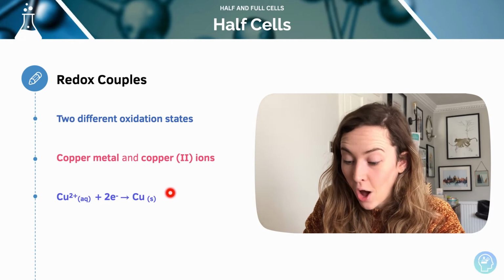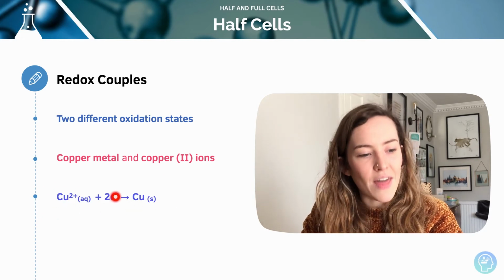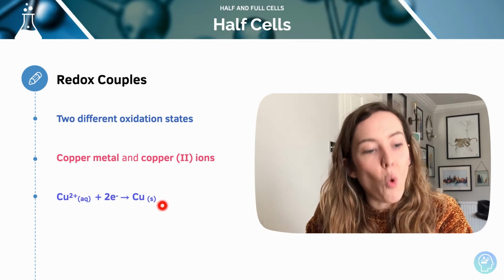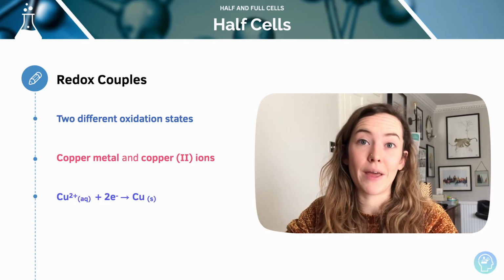And this is the half equation that represents that. So this is the reduction of the copper ions. They are gaining the electrons. Reduction is gain, forming the solid copper. And if the reverse happens, then we would have oxidation happening.